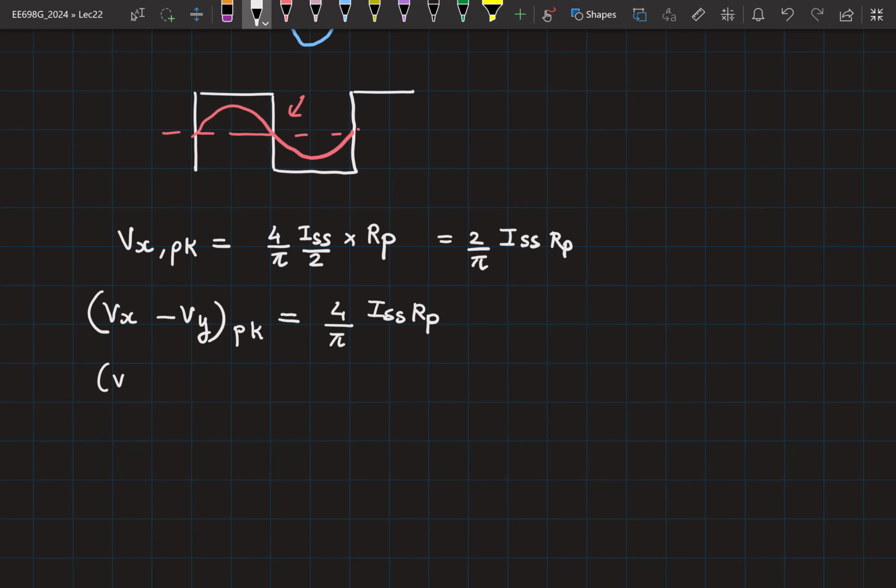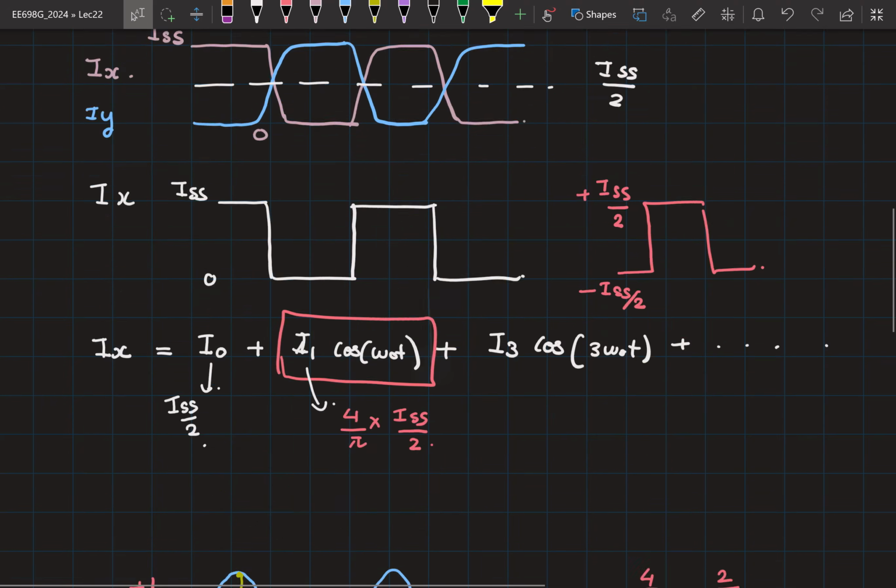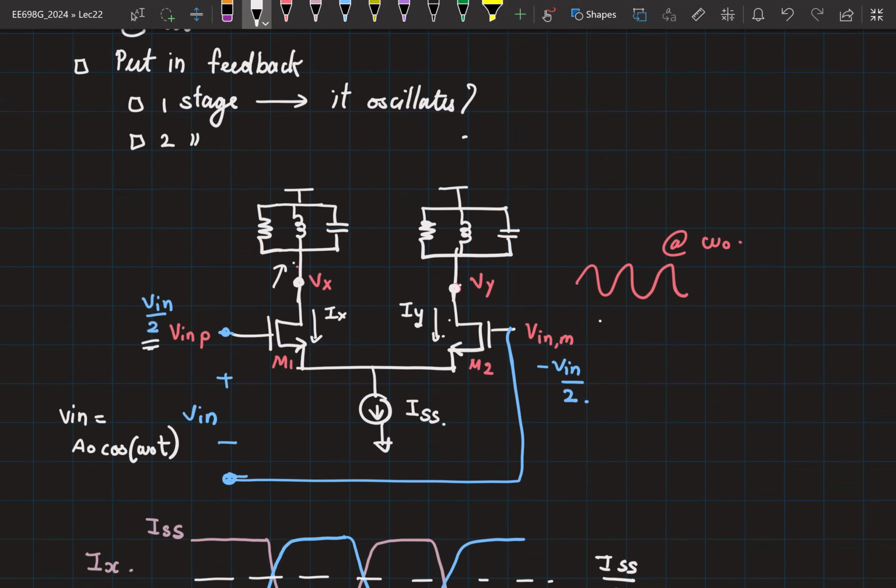We can also look at what is the peak to peak value of the differential output, and that will be double of this: 8 by pi into ISS into Rp. What are we looking at? These are the output nodes.